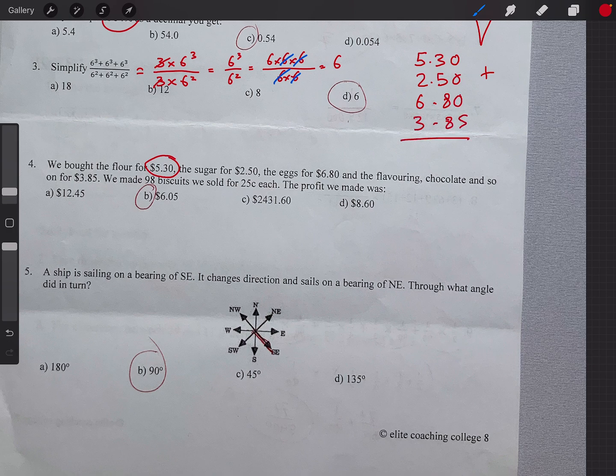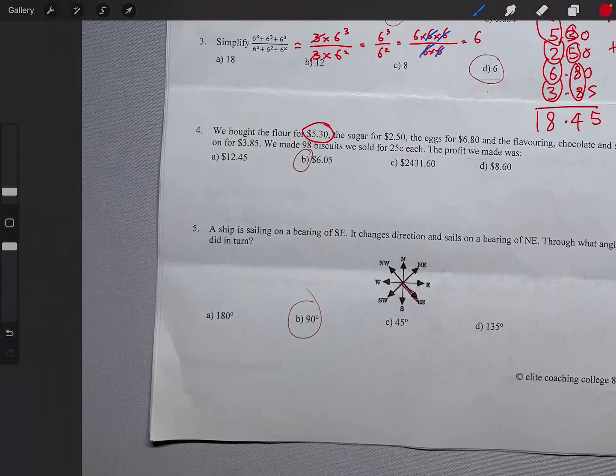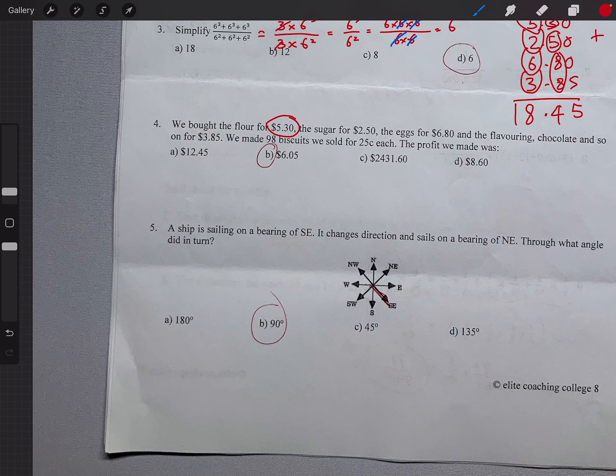Add them all up. You got a 5. 8 plus 8 is 16. 16 plus 3 is 19. 19 plus 5 is 24. This will be a dot here. This will be a 7, 9, 15, 18. So the answer is 1845. So the cost of making the biscuits was 1845. That's the cost of all the ingredients.